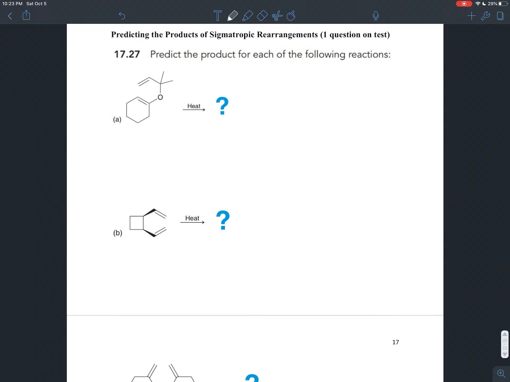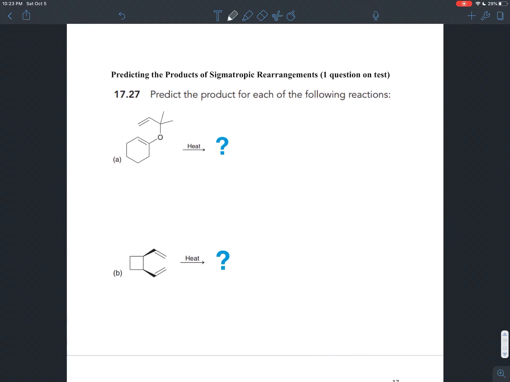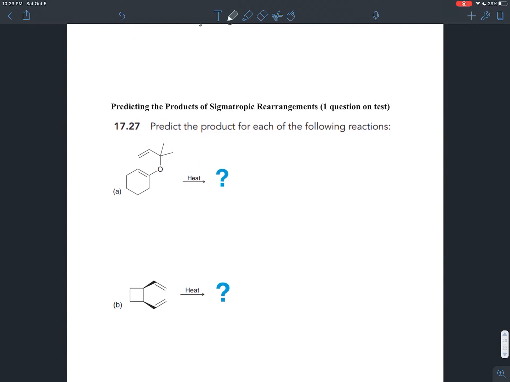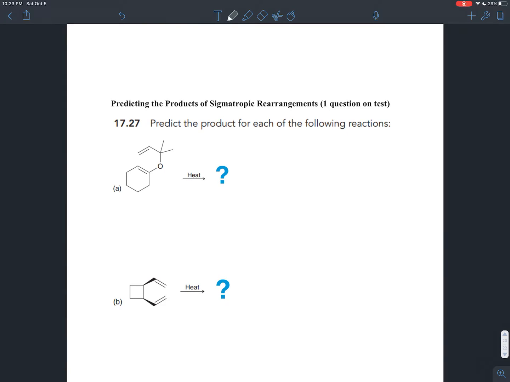Exercise 1727 is asking you to predict the products for some sigmatropic rearrangements. There are only two sigmatropic rearrangements that you need to know for this test, and they are both 3-3 sigmatropic rearrangements. The first one is the Cope rearrangement, and the second one is the Claisen rearrangement.